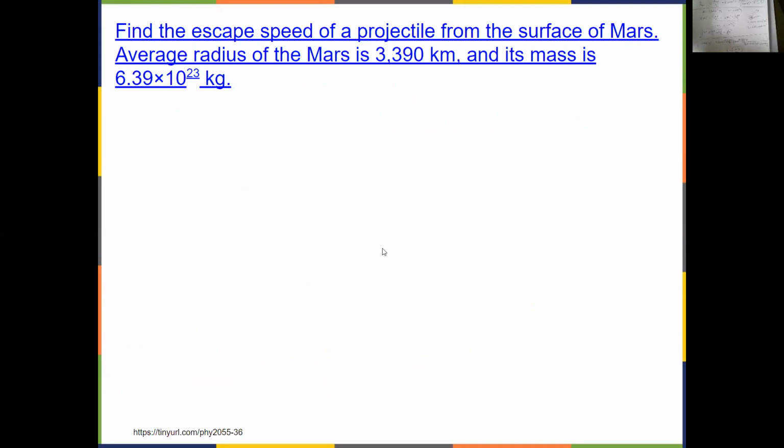So let's try to find the escape speed from the surface of Mars. The mass of Mars is 6.39 times 10 to the 23 kilograms, and its average radius is 3,390 kilometers. So what would be the escape speed then? You guys can give it a try. We can take a look at the solution together in a couple of minutes. That should be enough for you to calculate this.